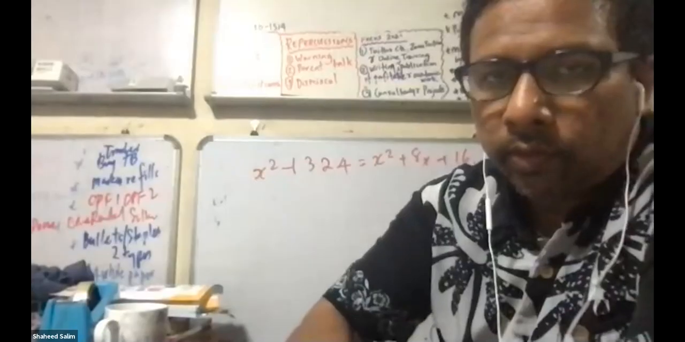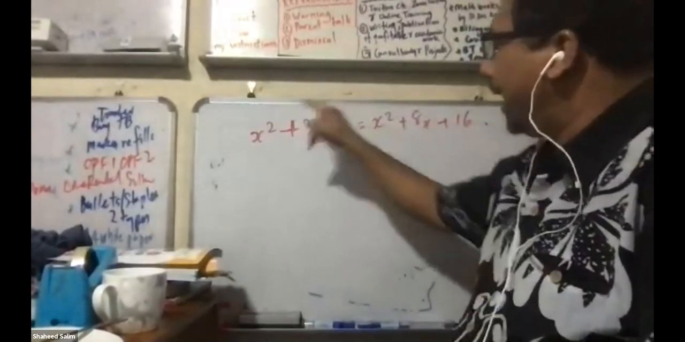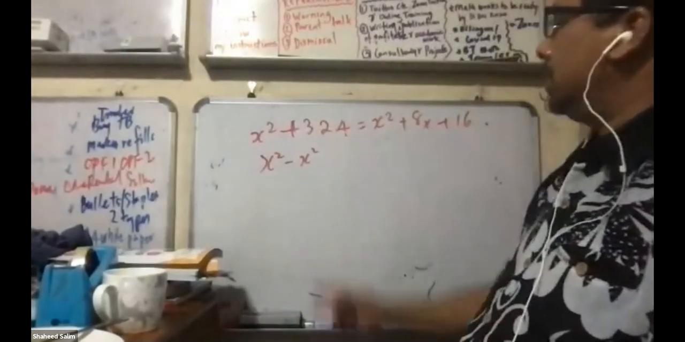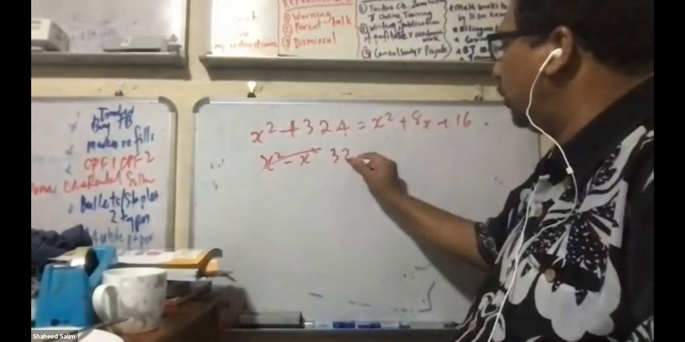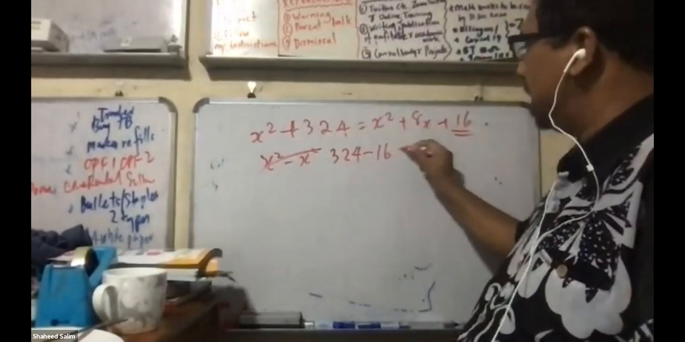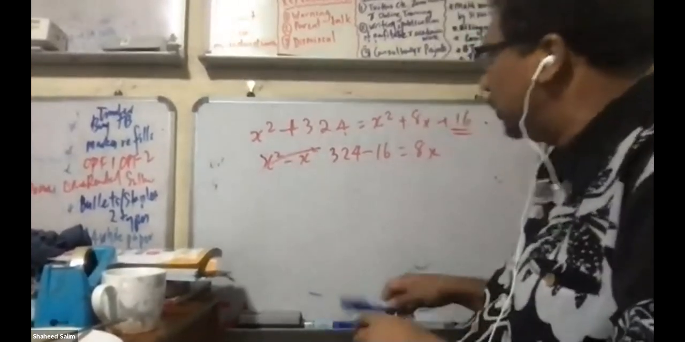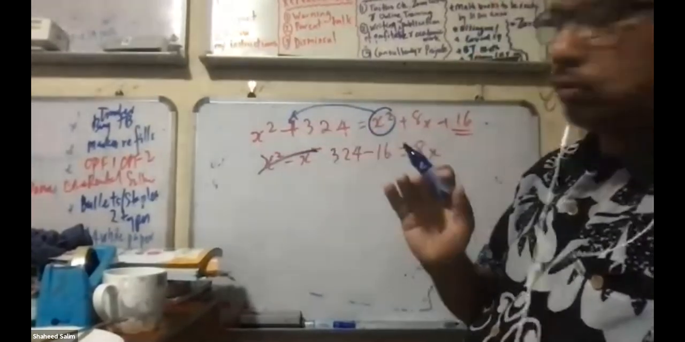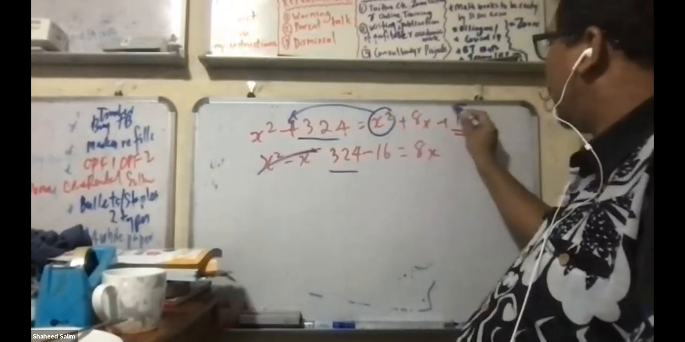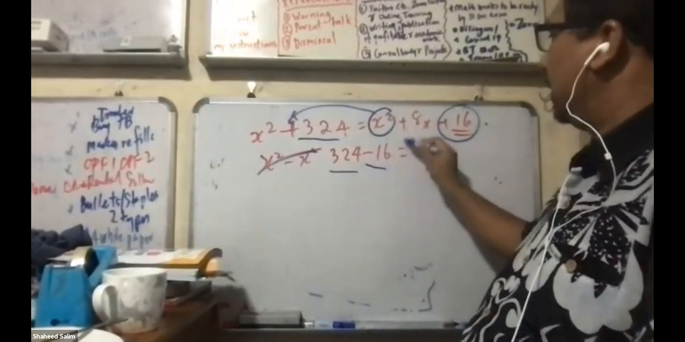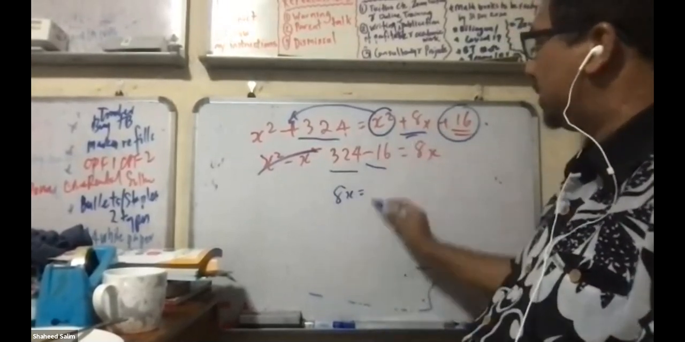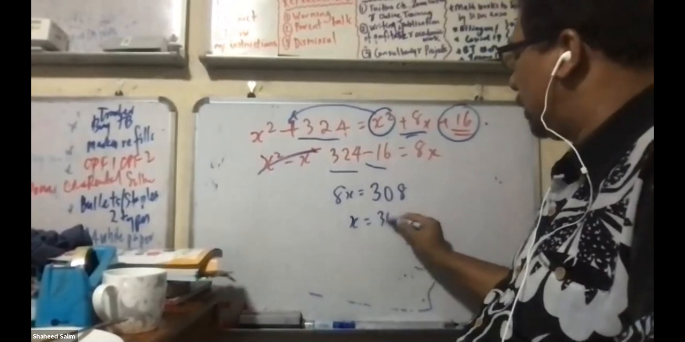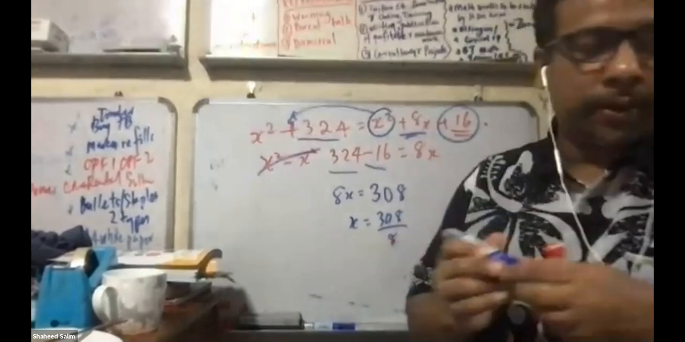So let us see now. Down here, you bring the x square over, it becomes minus x square, so x square minus x square is 0, no more. Then 324 is here, I leave it here. I bring the plus 16 over, it becomes minus 16. 8x, I leave it here. So 8x is equal to 324 minus 16, which is 308. So x is equal to 308 divided by 8. What do you get?